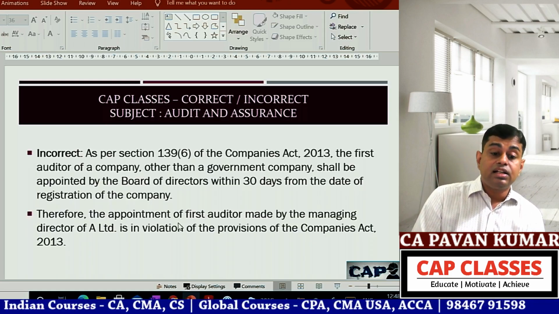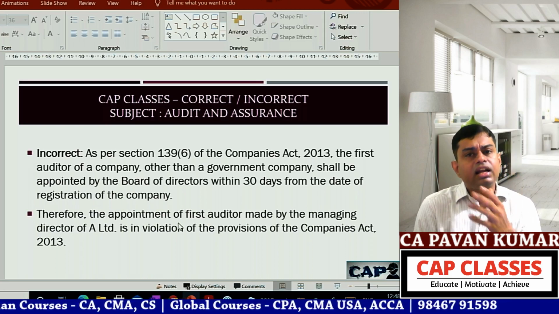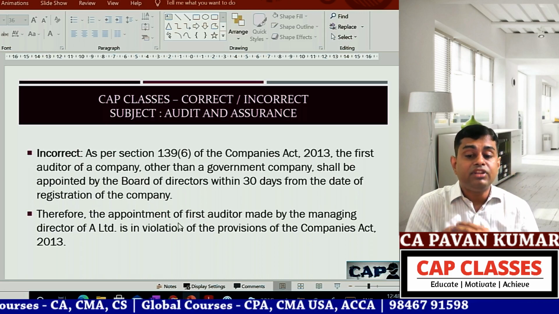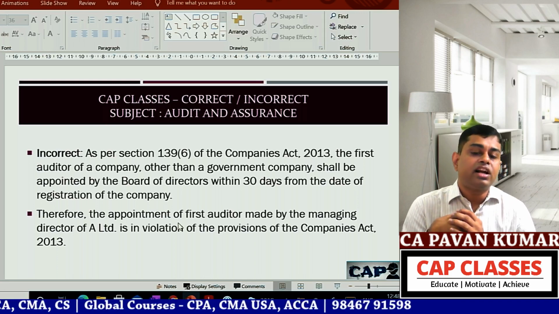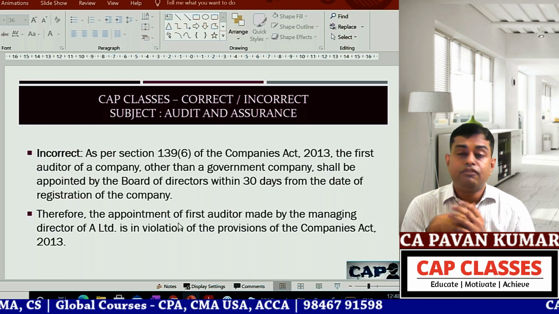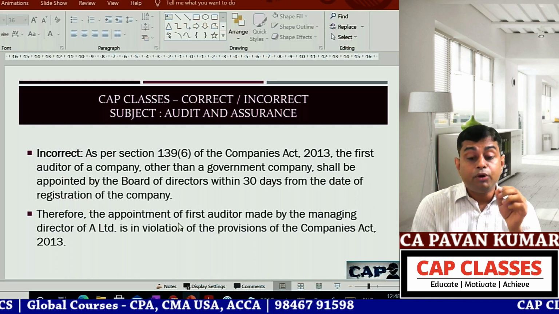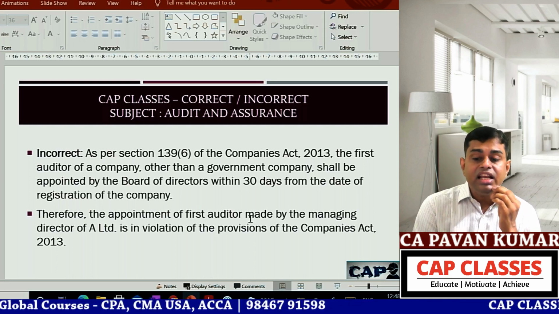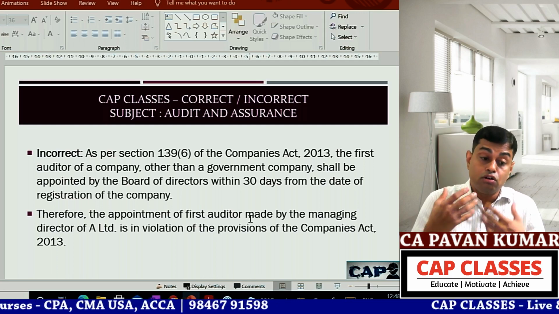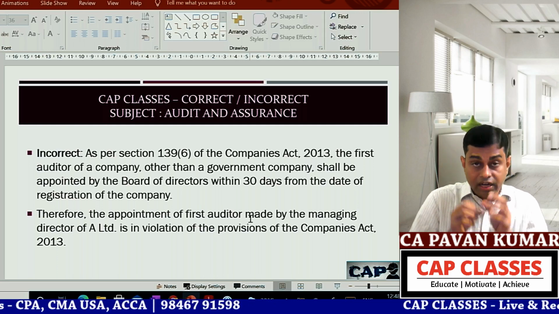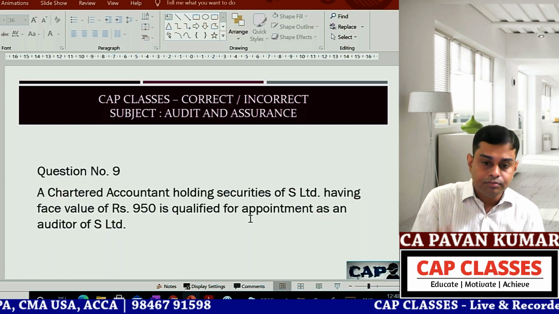It is incorrect statement. As per 139(6) of the Companies Act, the first auditor of the company shall be appointed by Board of Directors within 30 days from the date of registration. Therefore, the appointment of first auditor made by MD is violation of Companies Act provisions. Dear MD, you cannot take the authority into your hand. It is the right given to Board of Directors.